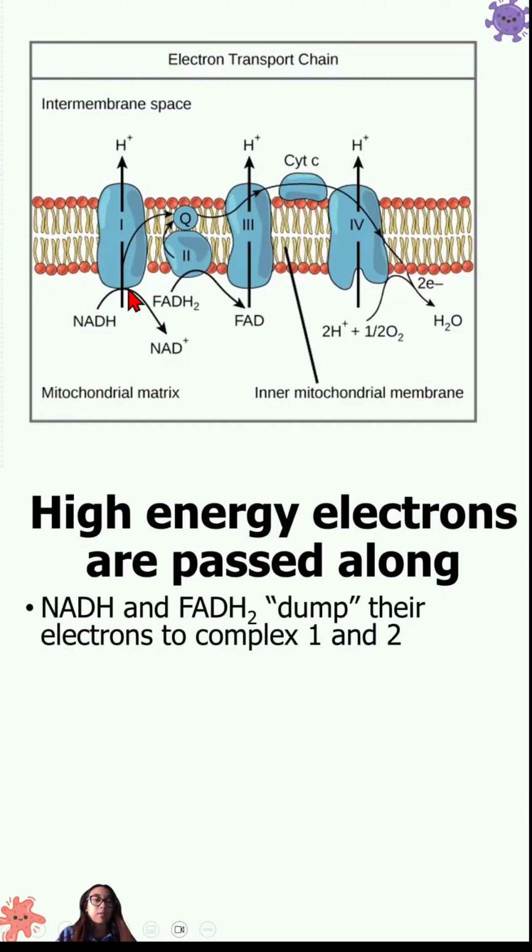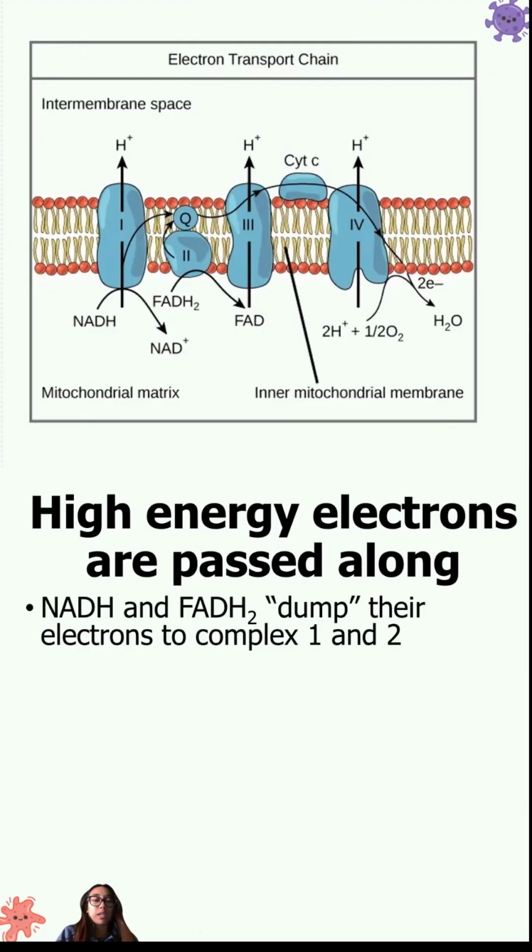NADH is going to give its electrons to complex number 1, which is a very large protein, and FADH2 is going to dump its electrons onto complex number 2. By the way, this is all happening on the inner membrane of the mitochondria. If this is a prokaryotic cell, since they don't have mitochondria, this is just happening on the cell membrane.